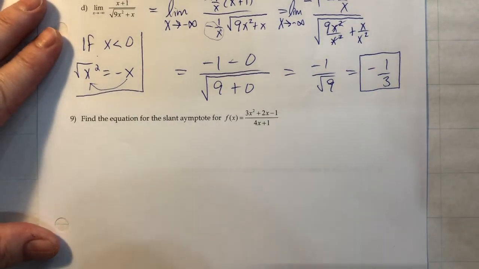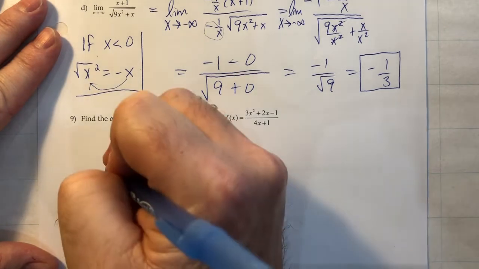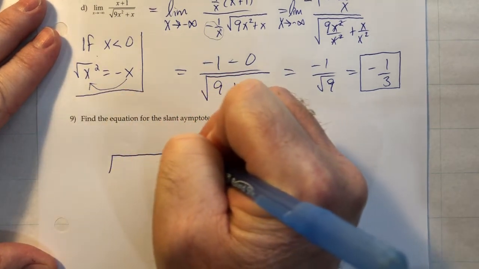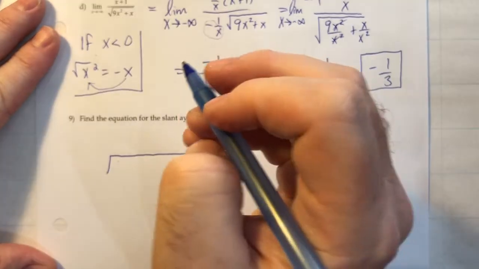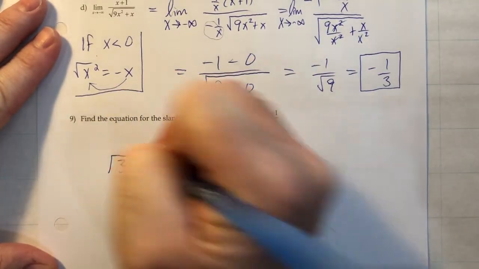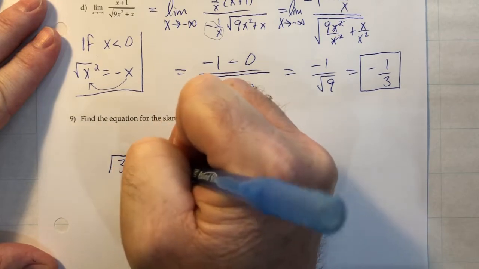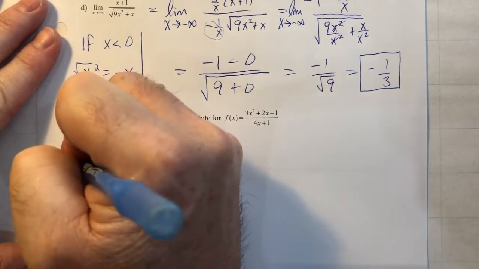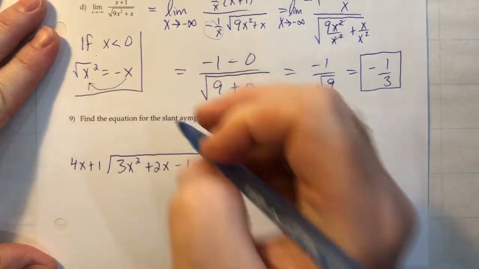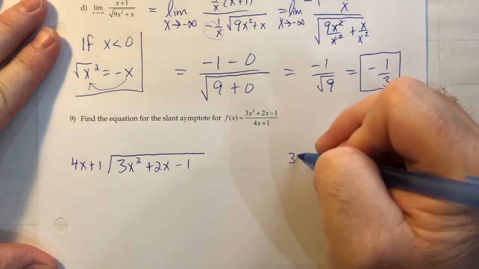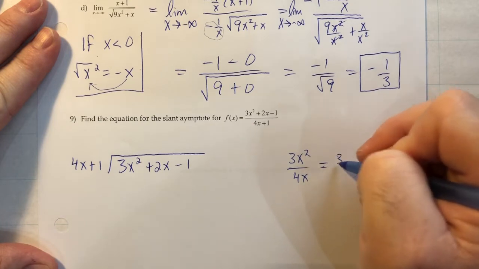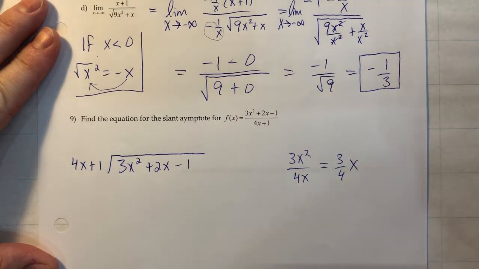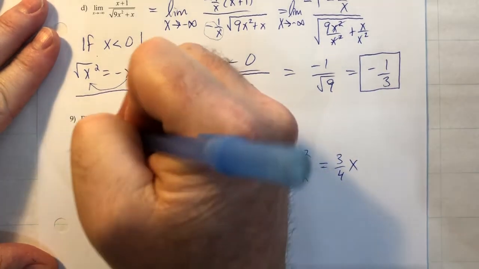And then if you want to figure out the equation of that slant asymptote, what you need to do is do the division that's shown as a long division. So the numerator goes underneath, 3x squared plus 2x minus 1, divided by 4x plus 1. To do the long division, take the first term underneath, divided by the first term out front, simplify that, you get 3/4 x. So that's going to be the first term of our answer.